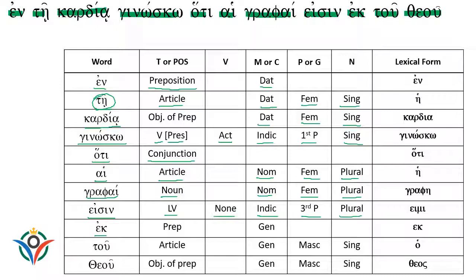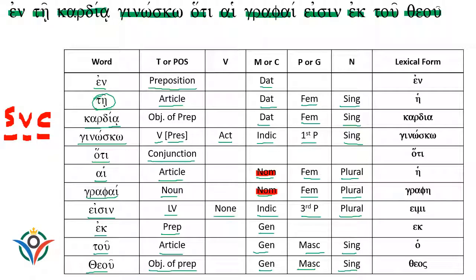Then we have ek, preposition takes its object in the genitive case. Tou, article, genitive, masculine, singular. Theou is the object of the preposition, which is genitive, masculine, singular. All right, so I always tell my students to look for the kernel of the sentence, which is the subject, the verb, and the complement. So how do we find the subject of the sentence? We look at what is in the nominative case.